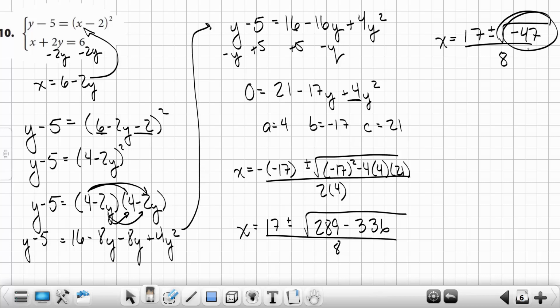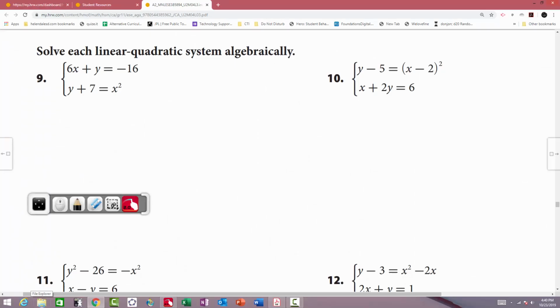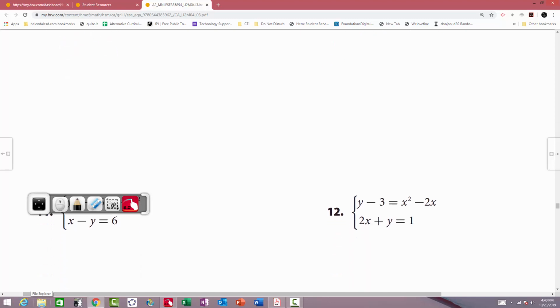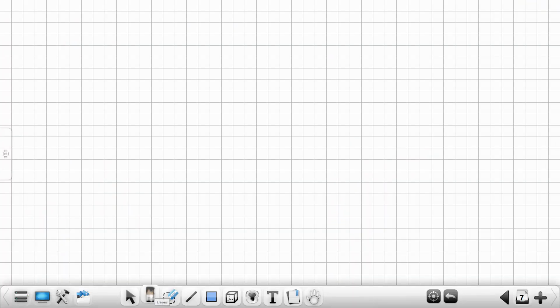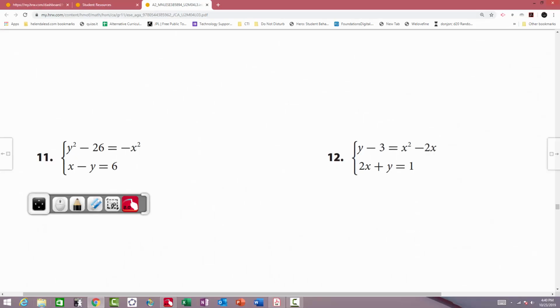But this right here is imaginary. That means they don't cross. Because if they cross where x is imaginary, then they don't cross in the reals at all. So there's no intersection, so there's no solution. And that's something you can take as you go through these problems. Let's see, that was 10, right? Yeah, 10. So we're on 11. We're halfway through the homework.